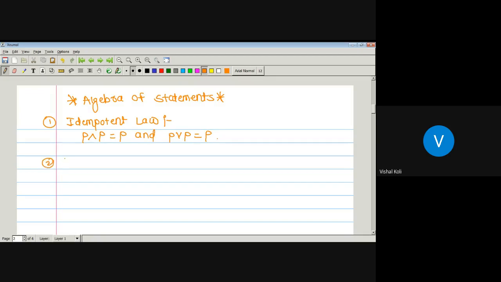Second one, commutative law. In that, P or Q is equivalent to Q or P, and P and Q is equivalent to Q and P. Okay, so any law which holds these two conditions, then that law is called a commutative law.